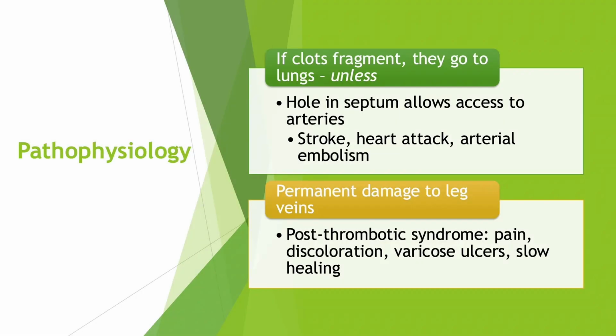Complications from these clots can be severe. If clots fragment, they go to the lungs, unless there's a hole in the septum of the heart that allows access to arteries. If clots reach the arterial system, they can cause stroke, heart attack, or arterial embolism. Permanent damage to leg veins can occur, leading to post-thrombotic syndrome. This syndrome causes pain, discoloration, varicose ulcers, and slow healing of wounds.